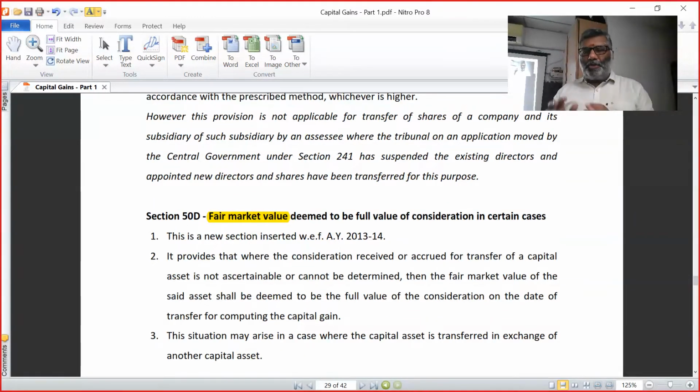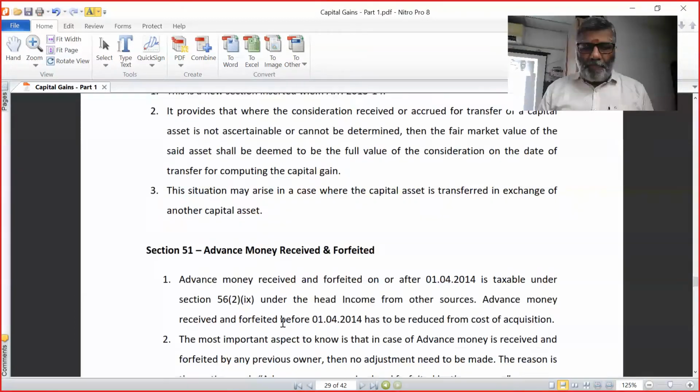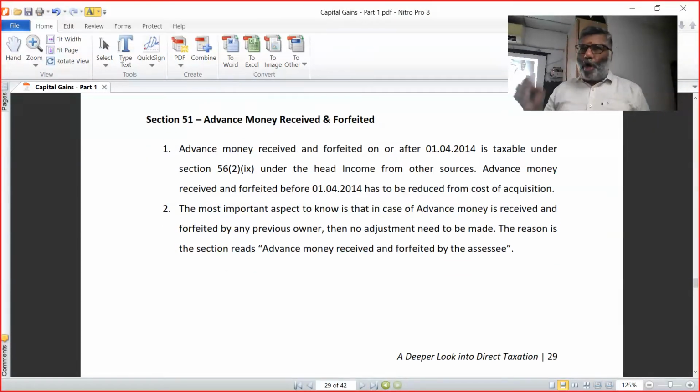Okay. So section 50, I need to come to 50B. Otherwise, 50 is for depreciable asset. 50C is immovable property. 50CA is unlisted shares. Okay. 50D is where exchange or others, wherever they are unable to determine. Section 51 is not there in the law as of now. Okay, this has been removed, but there is a provision which we need to understand.